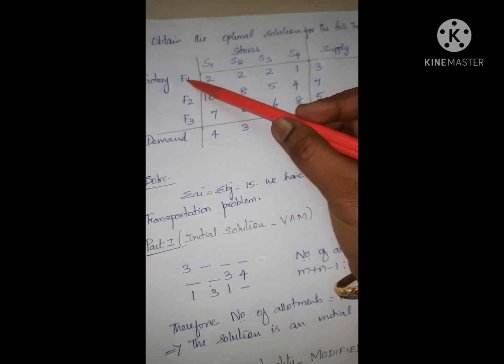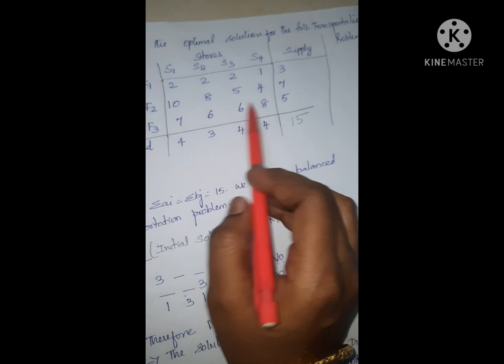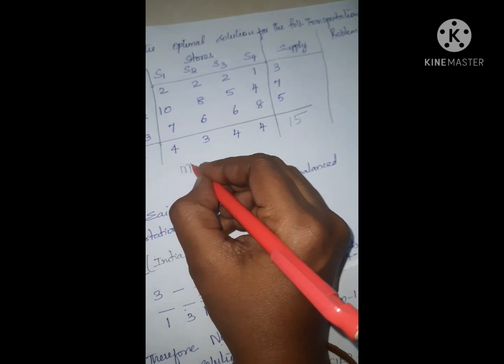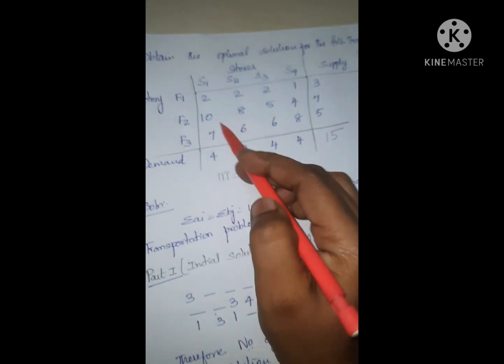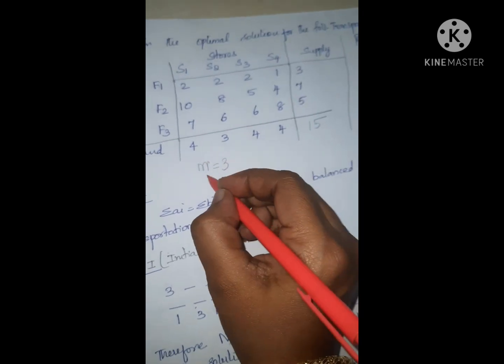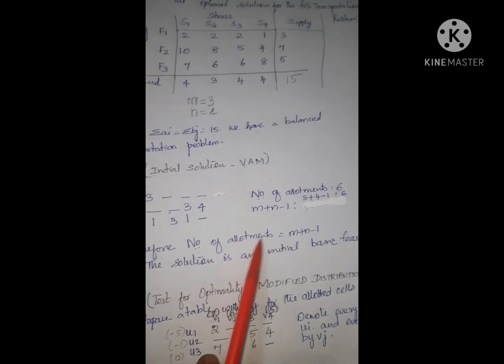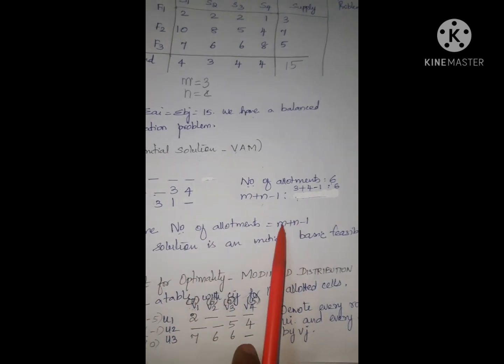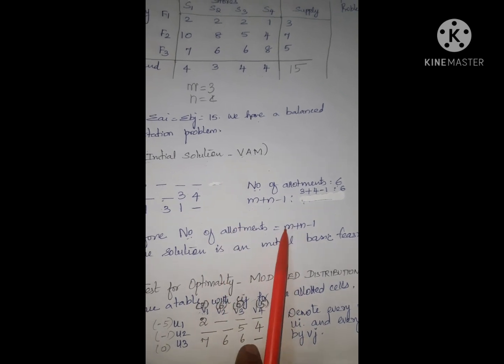In our problem, F1, F2, F3, there are 3 rows, so m is equal to 3. And there are 4 columns, S1, S2, S3, S4, so n is equal to 4. So m plus n minus 1 is 3 plus 4 minus 1, that is 6. So our observation is that the number of allotments is equal to m plus n minus 1. The values are the same.